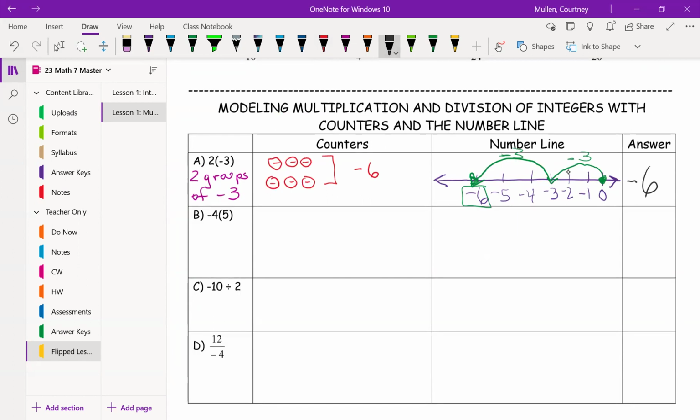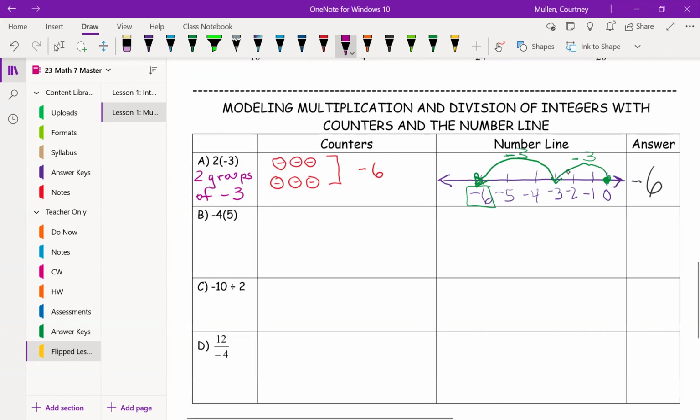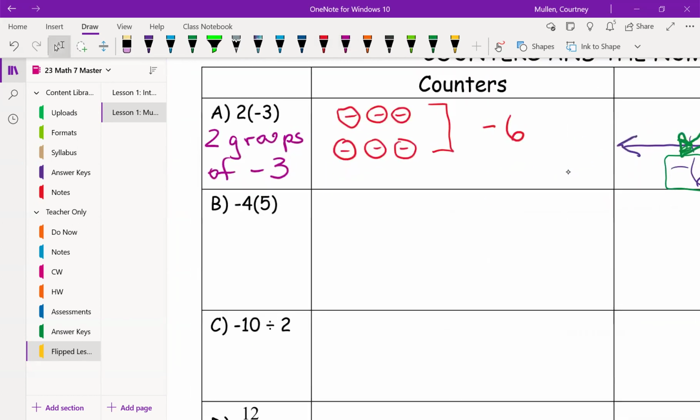Let's try that one more time. On B, we have -4 times 5, which might translate to -4 groups of 5. But that doesn't really make sense because we can't have a negative amount of groups. But the commutative property says that it doesn't matter the order that you multiply terms in. So -4 times 5 is the same as 5 times -4. Those two expressions are equivalent based on the commutative property.